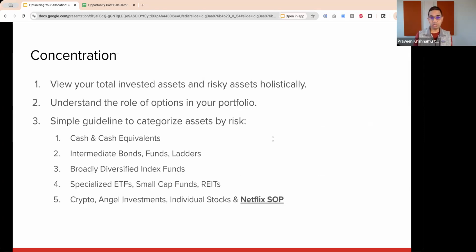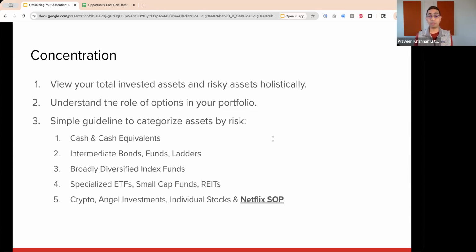I believe each dollar, each bucket in your portfolio has a specific job, whether it acts as a stabilizer or a steady growth agent or an agent for outsized growth. It has a very specific role to play. So when we talk about concentration, we're really talking about how your total portfolio is distributed across these risk categories. It's not just your Netflix options against your total invested assets or your net worth.